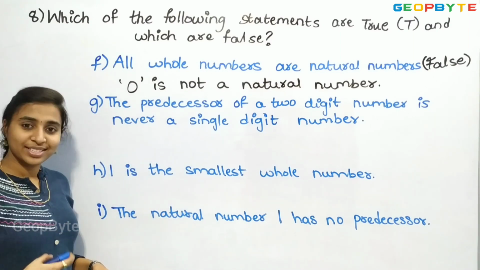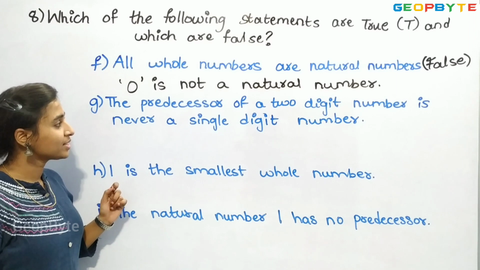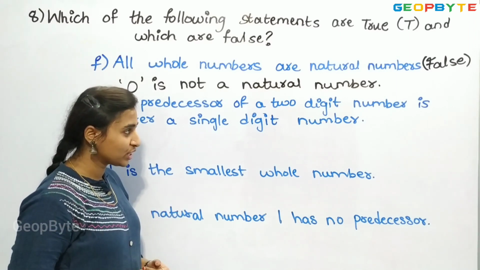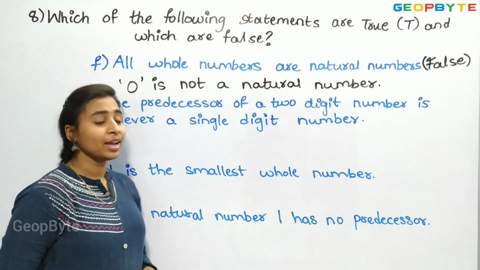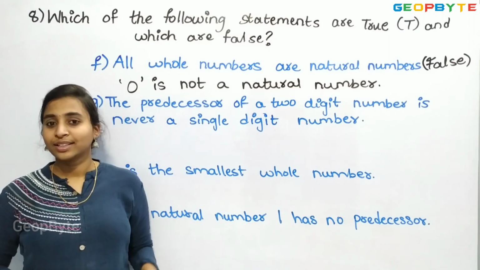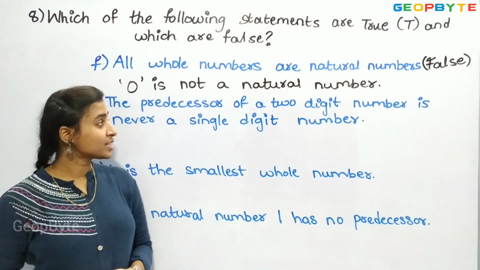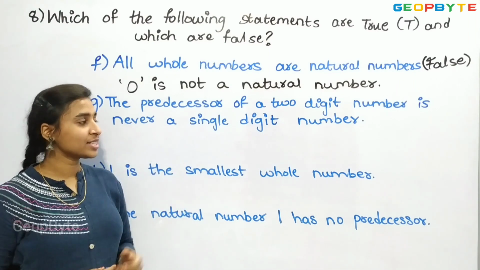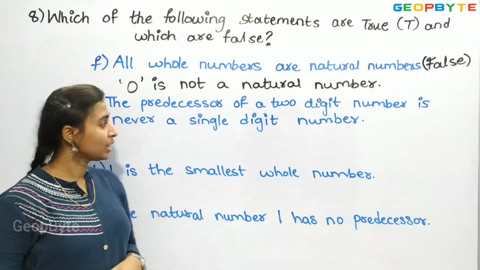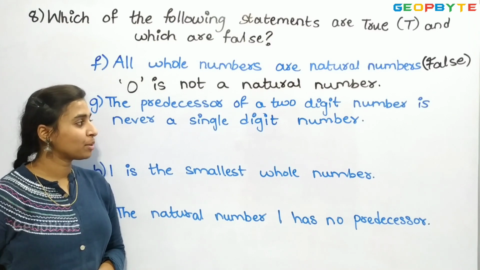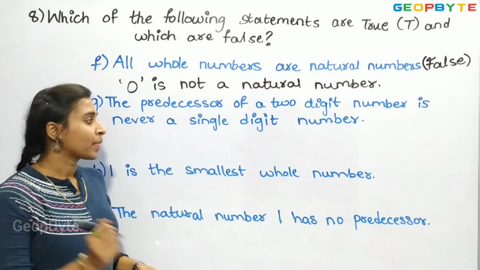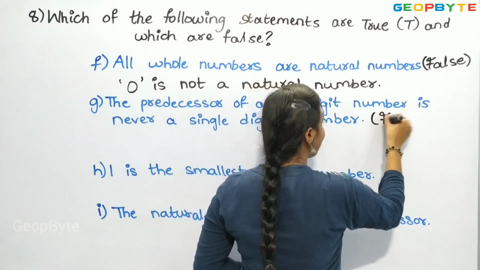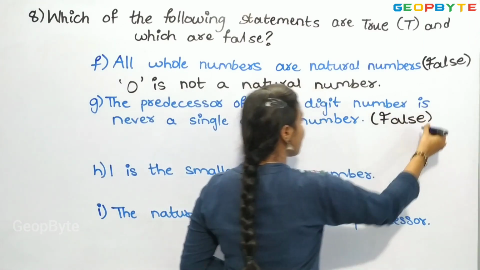Right? Now let us see the next one. The predecessor of a 2-digit number is never a single-digit number. Right? Predecessor means the before number. See, it is given that the predecessor of a 2-digit number is never a single-digit number. It is false because, see, let us write false and let us see the reason.